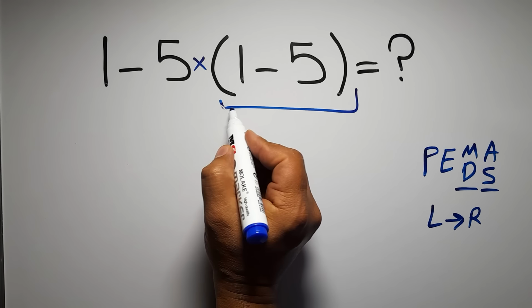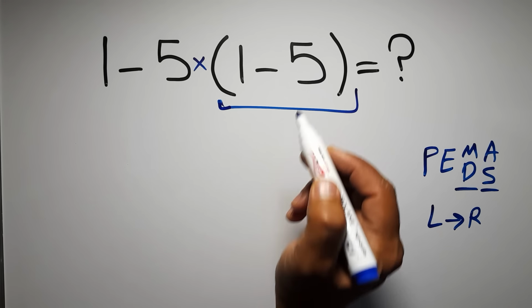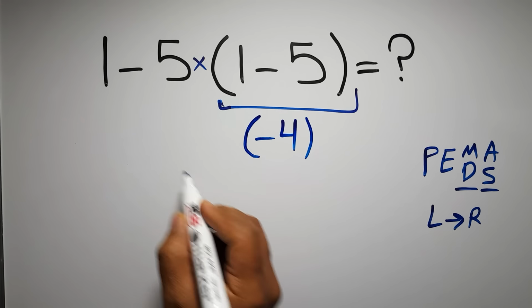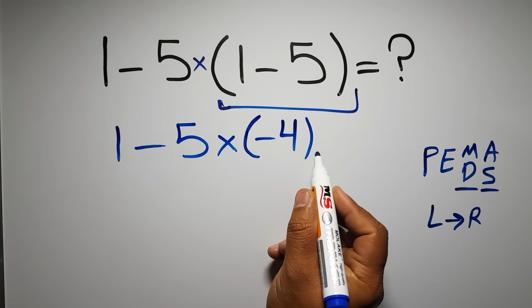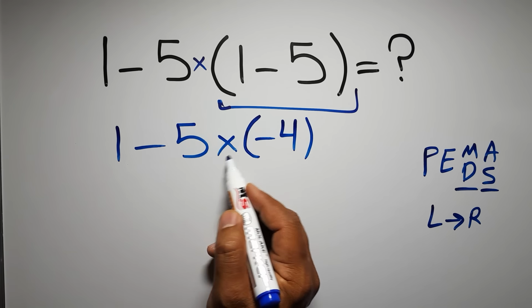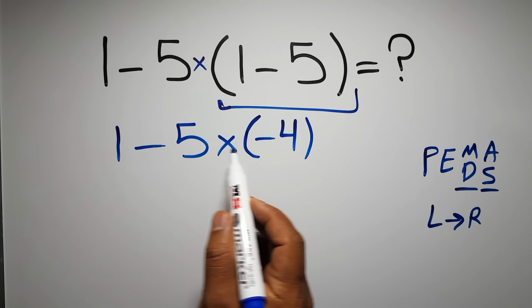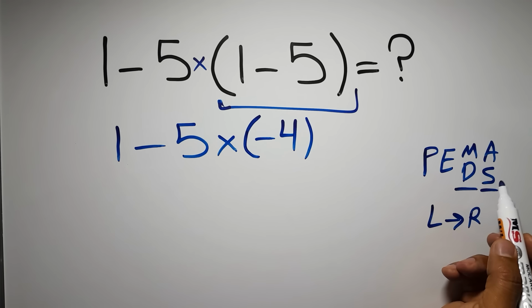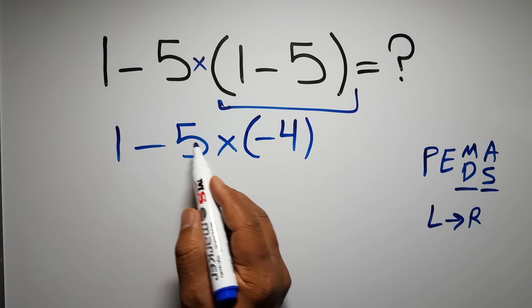So first this parenthesis. Inside this parenthesis we have 1 minus 5, which equals negative 4. So we have 1 minus 5 times negative 4. Now we have one subtraction and one multiplication. According to the PEMDAS, multiplication has higher priority than subtraction, because multiplication comes before subtraction. So here first we have to do this multiplication.